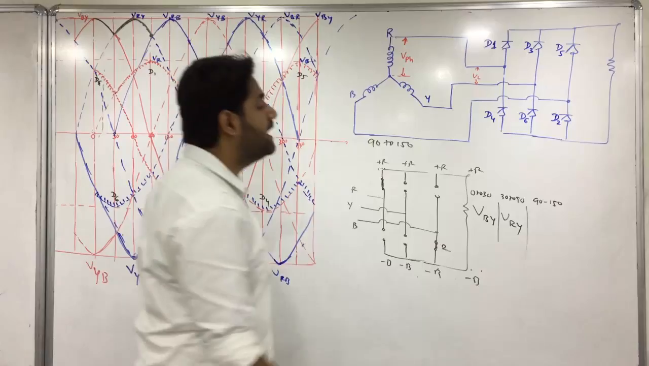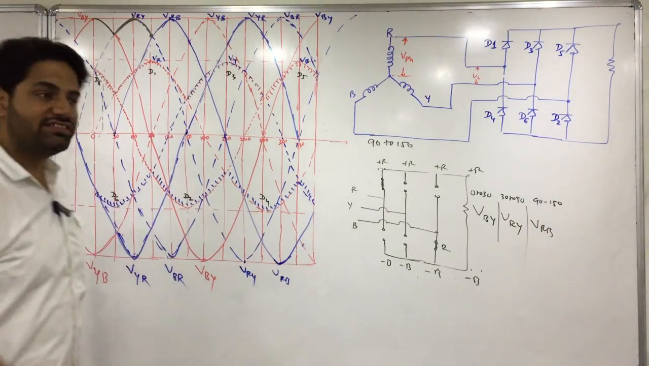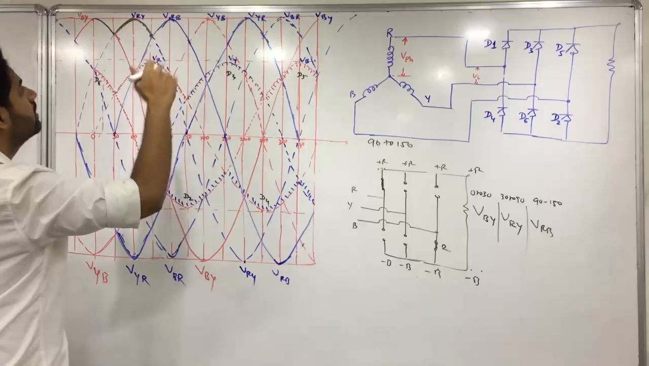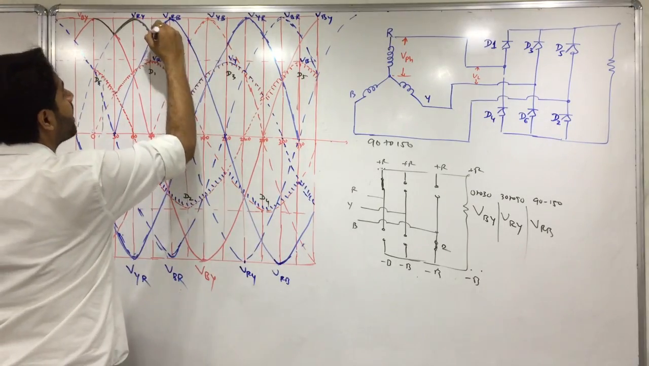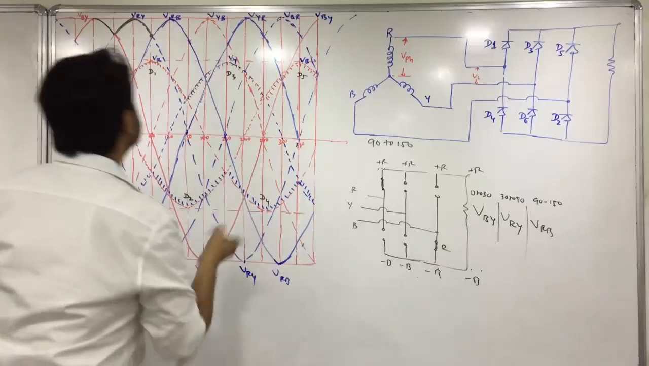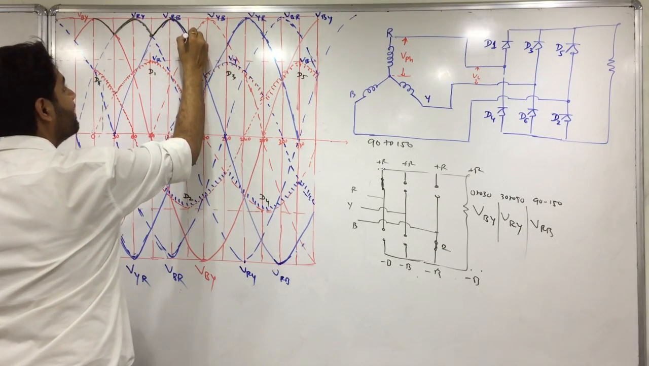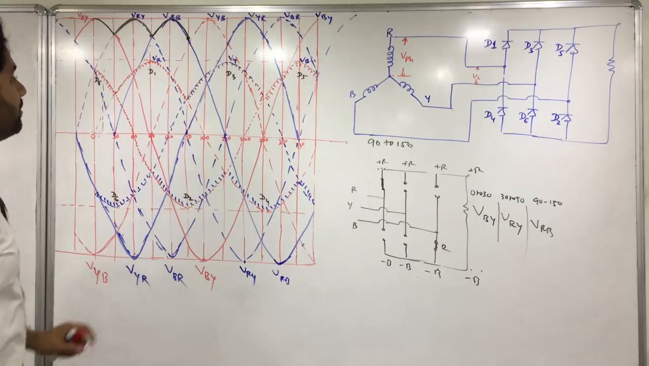Which one is conducting? RB. VRB. देखो R 2 बार आ गया कि नहीं आ गया? 60, 60, 120. Set. Fine. So we have got VRB. Got it? Till here VRB will be there.